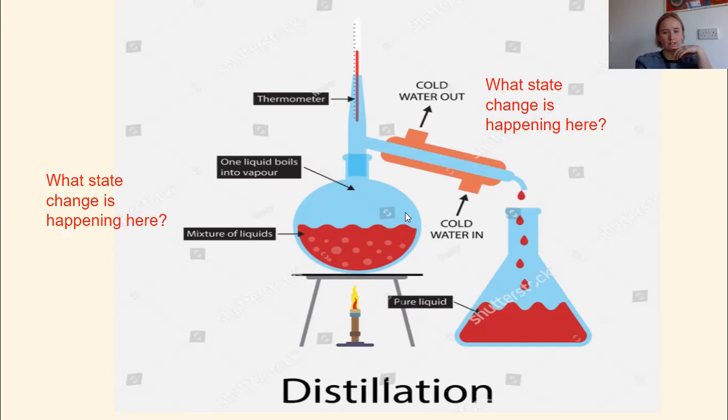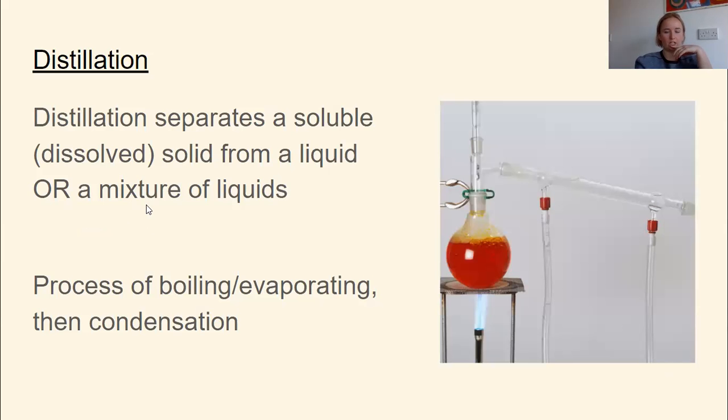Now, distillation can be used to separate a soluble, so dissolved solid, from a liquid, or it can be used to separate a mixture of liquids. If you remember from your work on state changes, different substances have different melting and boiling points. So for example, if I wanted to separate out a mixture of water and ethanol, I can rely on the fact they have different boiling points. Ethanol may have a boiling point, I can't remember off the top of my head, maybe one of you can, of 200 degrees. So if we heat our mixture of water and ethanol to 100 degrees, the water will evaporate, leaving behind the ethanol. So therefore you've separated them.